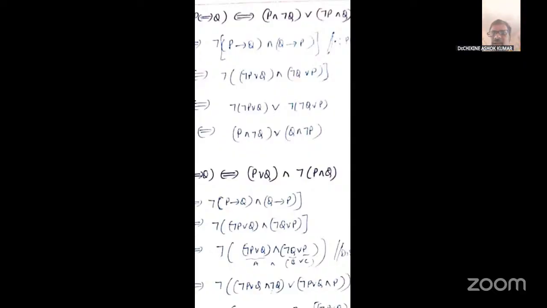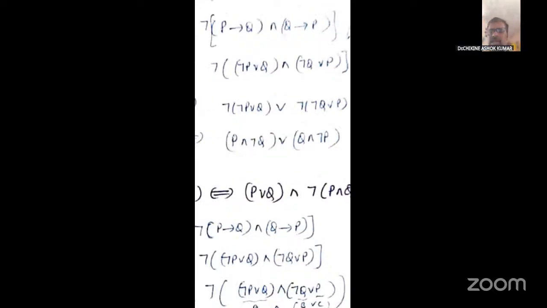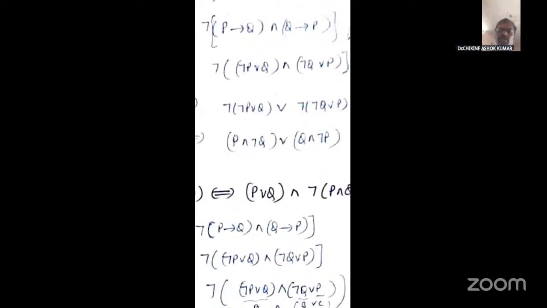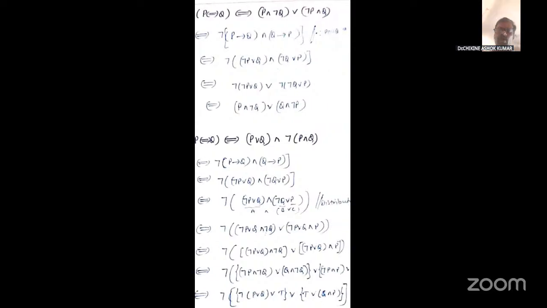Second one, again apply the De Morgan principle for this. Negation of negation Q union P will become negation of negation Q intersection negation P. But what is negation of negation Q? It is Q only. So totally we finally got P intersection negation Q union Q intersection negation P.